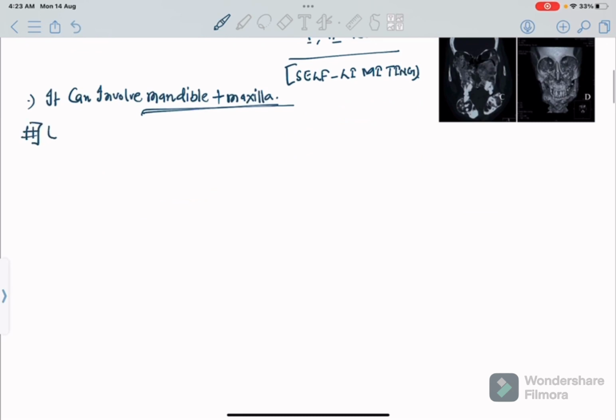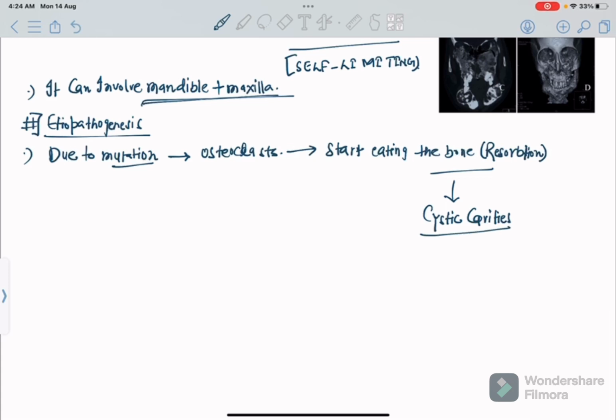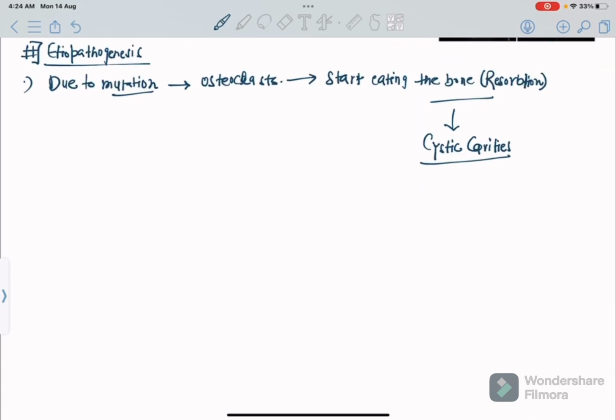Now let's talk about the etiopathogenesis. So due to mutation, the osteoclasts are activated. Okay, and they start eating the bone, means resorption occurs, and cystic cavities are formed. And as the disease grows, they keep on expanding, thus leading to expansion of jaw bones, right?